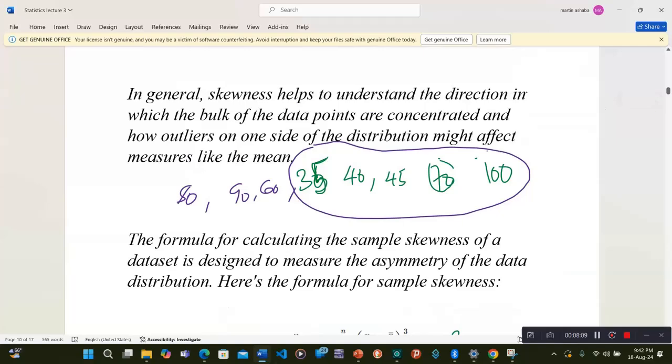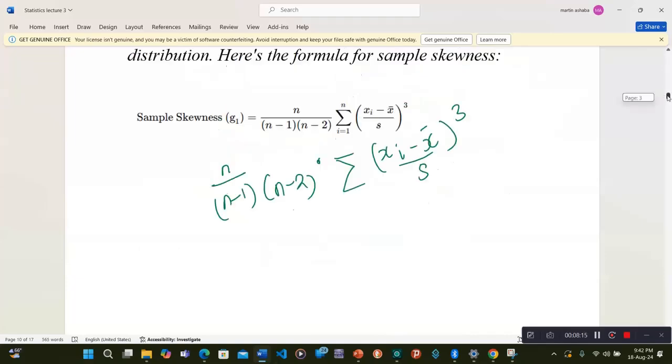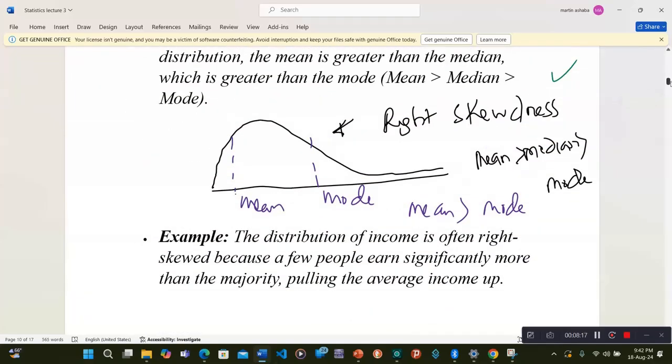They will pull the mean to the left, and then this would reduce to this kind of distribution.